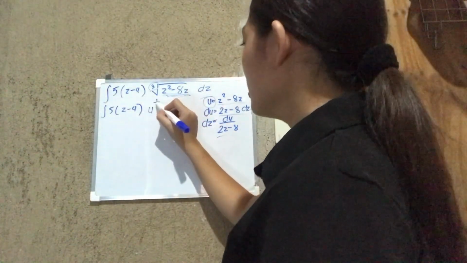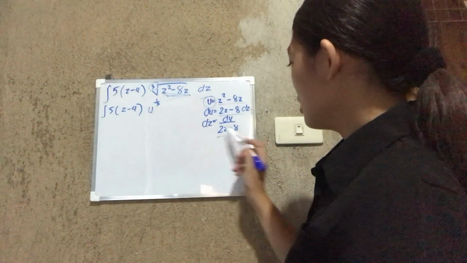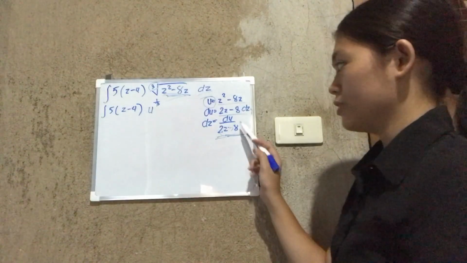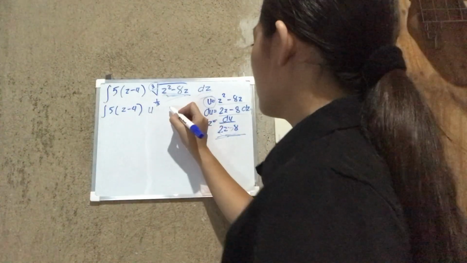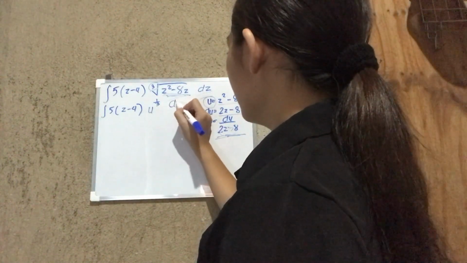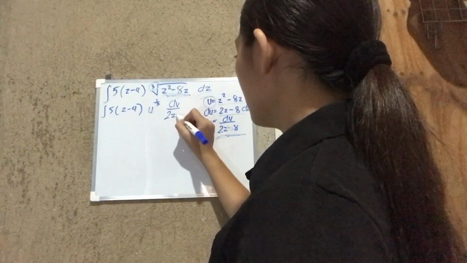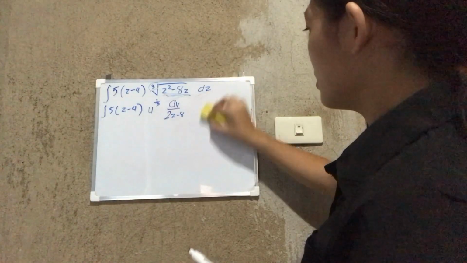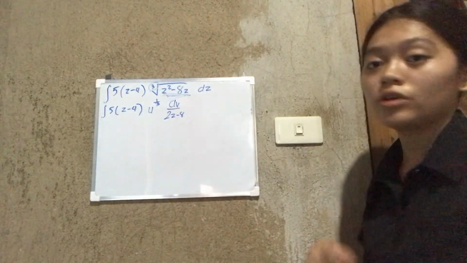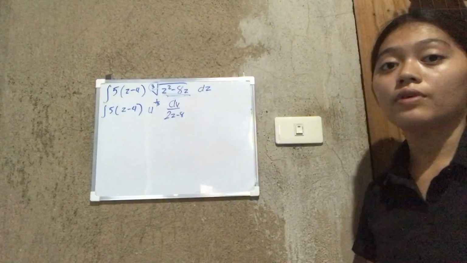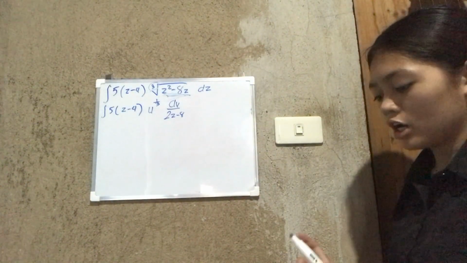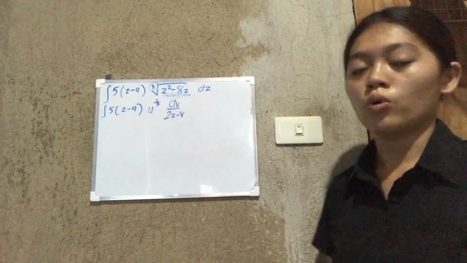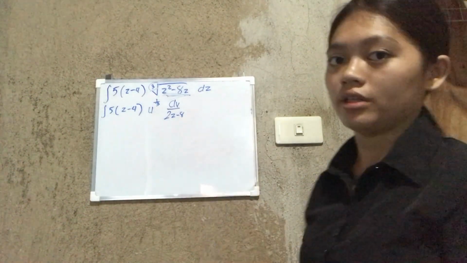So copy the 1/3, and then substitute the value of the dz, which is du over 2z minus 8. So we have here du over 2z minus 8. So let's erase this one so we can have bigger space. Now that we already substituted the u, the du, and the dz, let's look first if we can factor out or cancel out a function or a term.